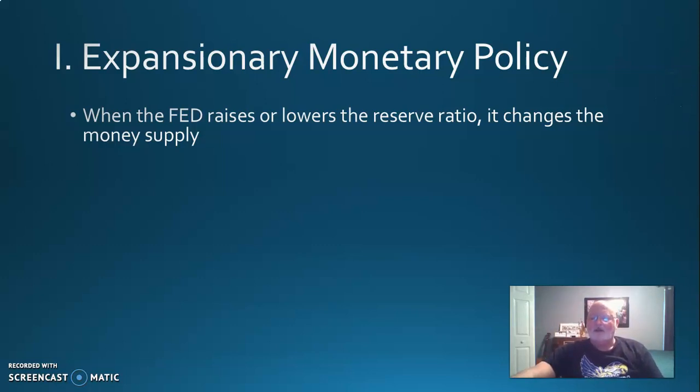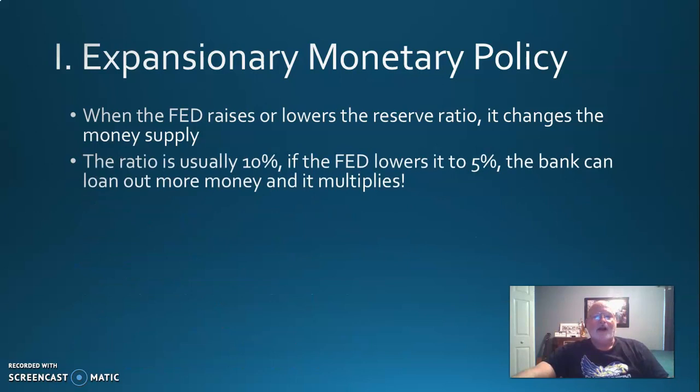If they raise or lower the reserve ratio, remember, banks want to loan out as much money as they can. And when they loan out that money, it multiplies. So the ratio has been 10% for a long time. It may be lower right now, that's what Janet Yellen said in her video the other day. But we're just going to act as if this coronavirus thing hadn't happened, and we're going to say it's usually 10% because it normally is. Let's say the Fed lowers it to 5%.